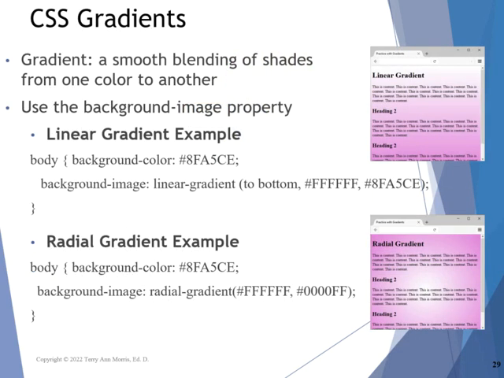CSS gradients. CSS gradients is a smooth blending of shades from one color to another. CSS defines 3 types of gradients, such as linear gradients, radial gradients, and conic gradients.